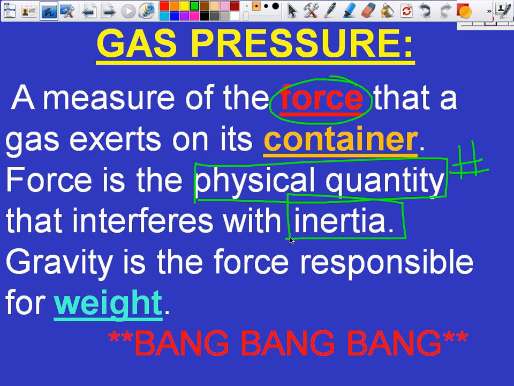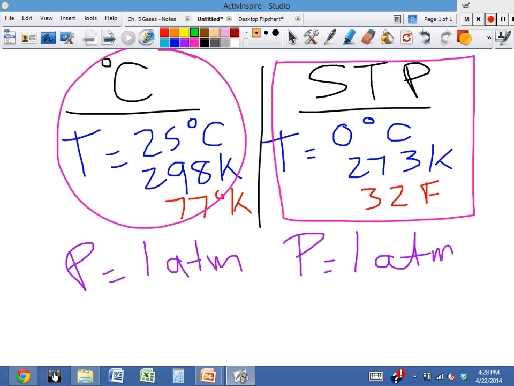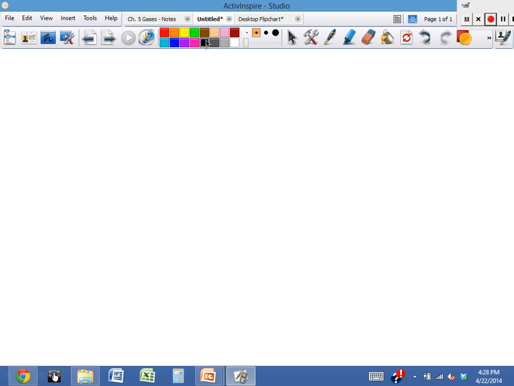Now, what is inertia? Basically, that means that any object in motion will stay in motion unless acted upon by an outside force. Well, guess what that outside force is? You bet, gravity. Gravity is the thing that's going to stop an object in motion. Some other factors are going to be friction and things like that. So force is basically anything that has a physical quantity that interferes with inertia. And then the very last statement says gravity is the force responsible for weight. Now, the little concept that I want to talk about is that if we have Sally, all right.